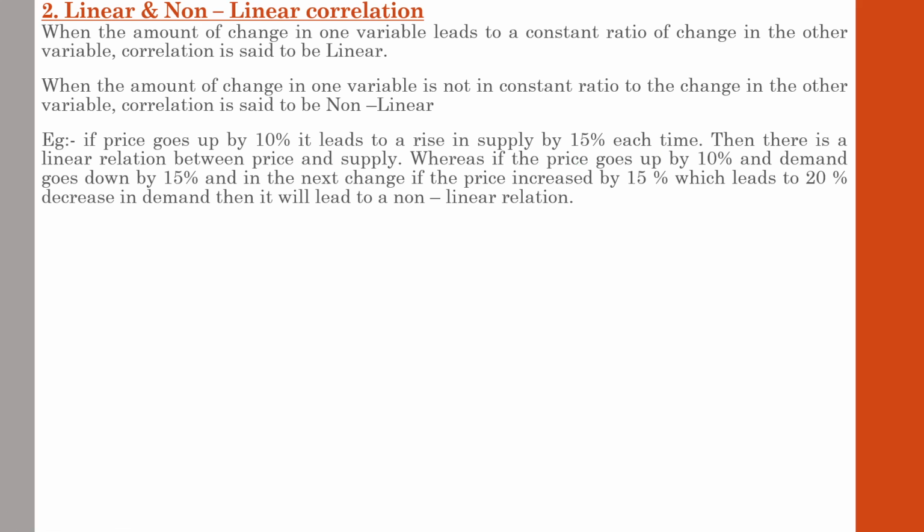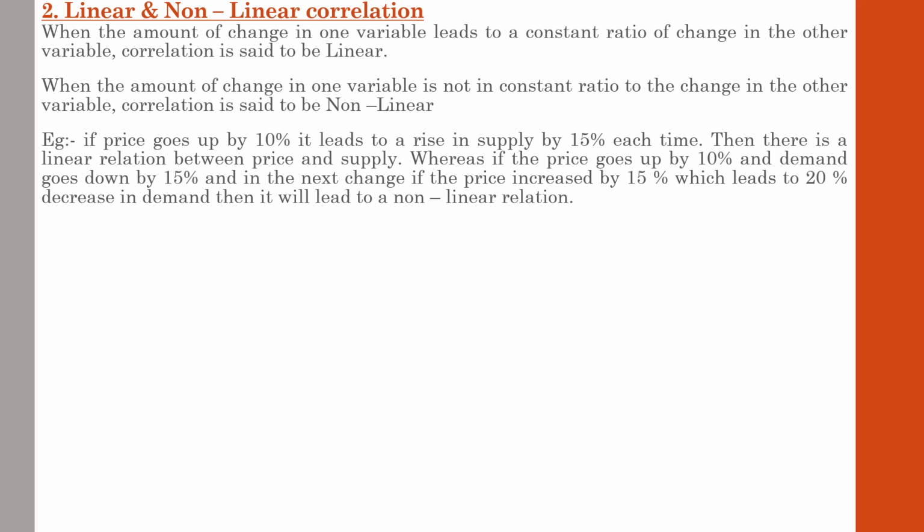So if we plot the same in a graph, you will get a straight line because the change is always in constant ratio. So then there is a linear relation between price and supply. When there is a linear correlation, the points plotted on a graph will give a straight line. That is the concept of linear correlation.